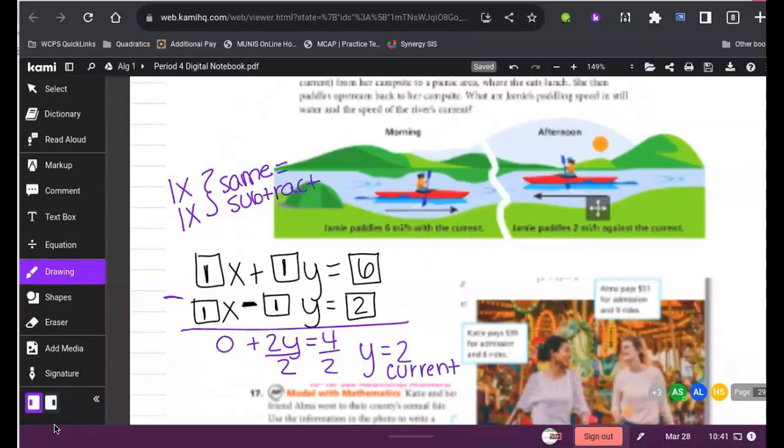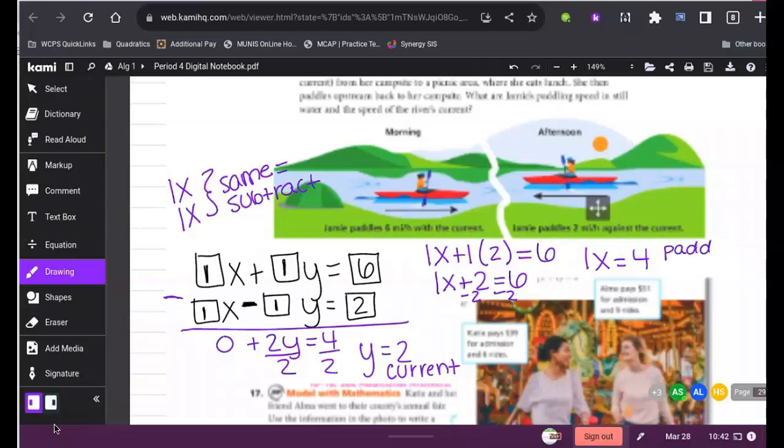So now we need to go back to one of our original equations, 1x plus 1y, and instead of y, we're replacing it with 2, and that's equal to 6. So then I have 1x plus 2 is equal to 6. I have to subtract 2 on both sides, so I get 1x is equal to 4. If 1x is equal to 4, that is my paddling speed. So my solution is (4, 2).